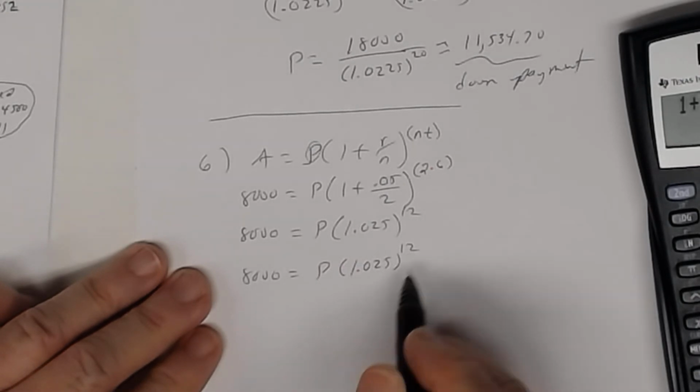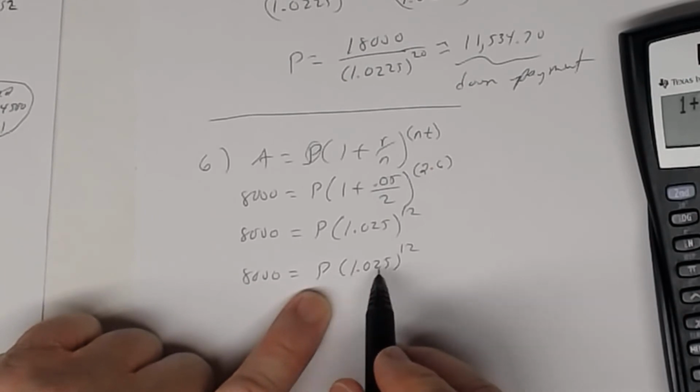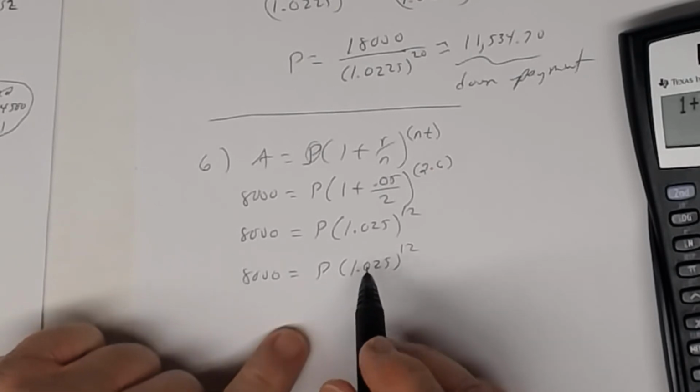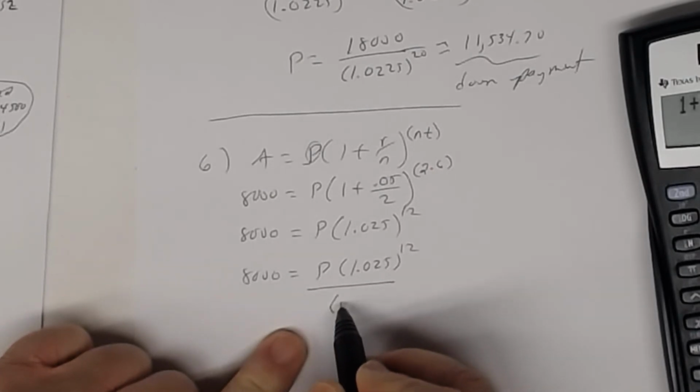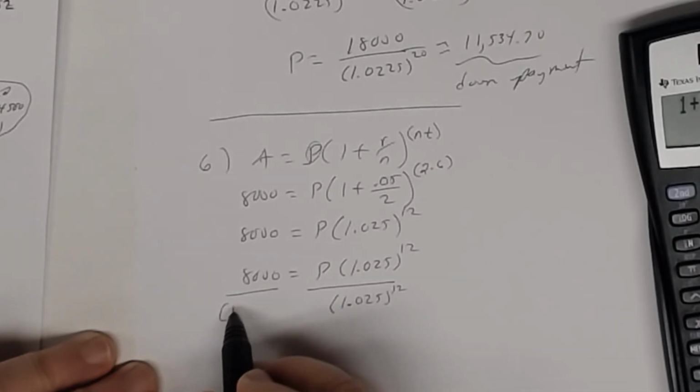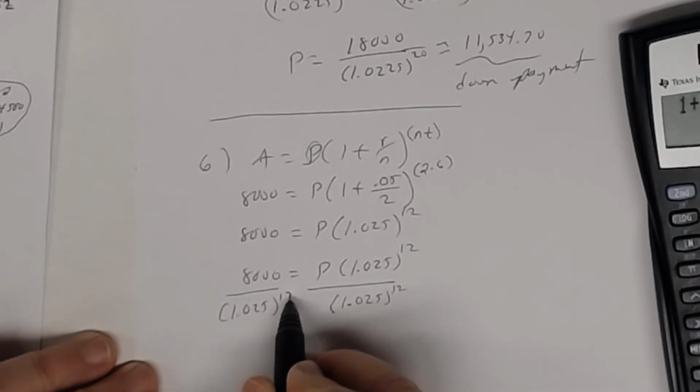1.025 raised to the 12th power. So to solve for P right now, I'm multiplying P by this number, right? Since I'm multiplying by this number, I'm going to divide by that coefficient. I'm going to do that to both sides, though: 1.025 to the 12th power.